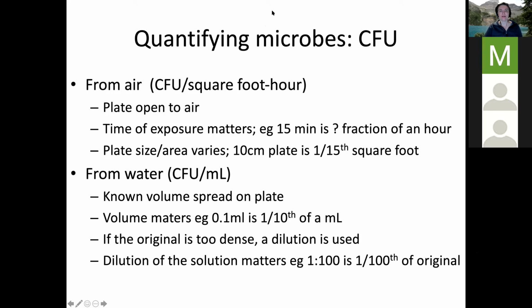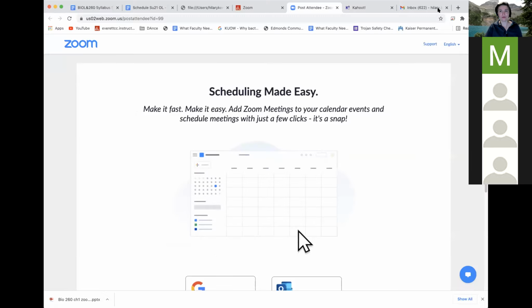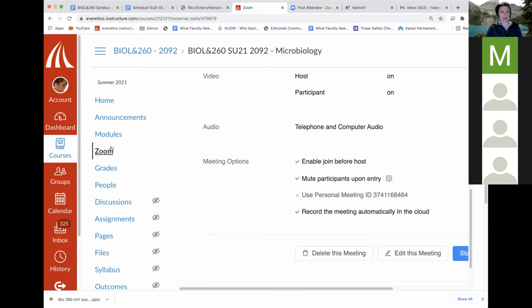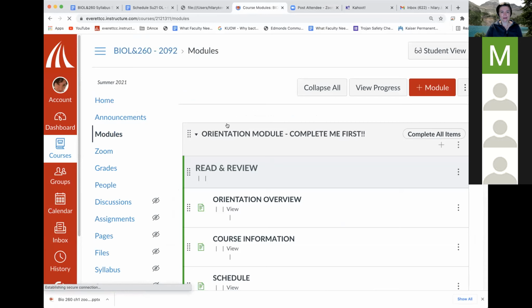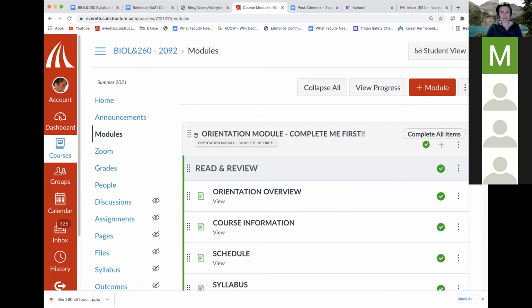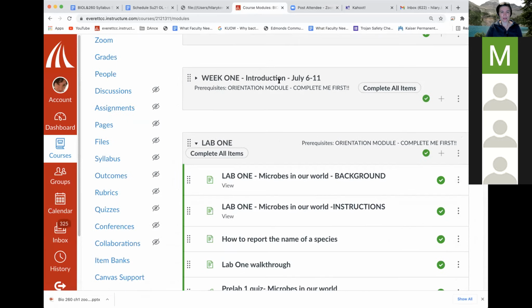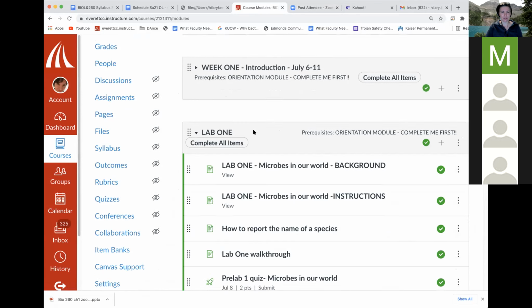Before we do this, actually, I'm so sorry, I forgot to go to Canvas. I wanted to share with you where everything is so that you are not at all confused. So this is the home page. In this course, from your landing pad, I want you to go to modules. This is where everything you need is going to be located. Of course, right now you're doing the orientation module that has to be finished by tomorrow. Here's the week 1 content module, and here's lab 1.